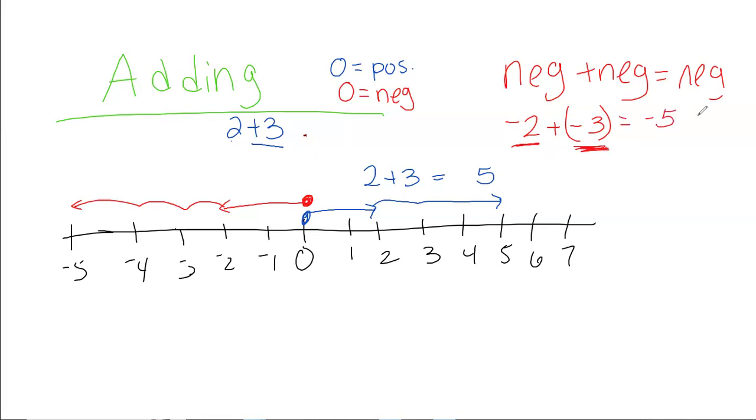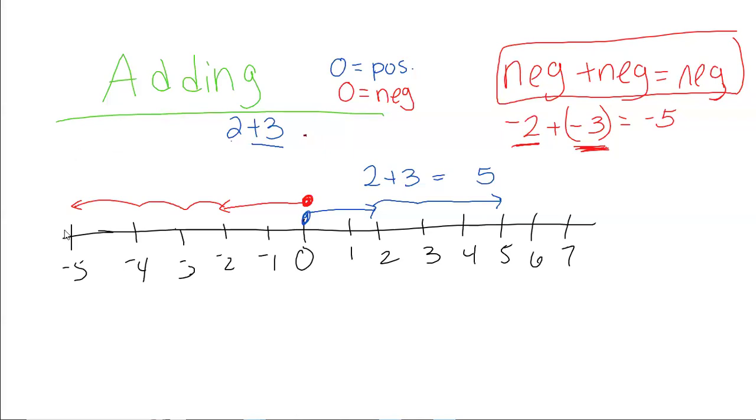-5. Okay, so it's not always practical to draw those little circles, and it's not always practical to do the number line either. So I would highly recommend you just memorize this rule. Negative plus negative, add like normal, and the answer is negative.